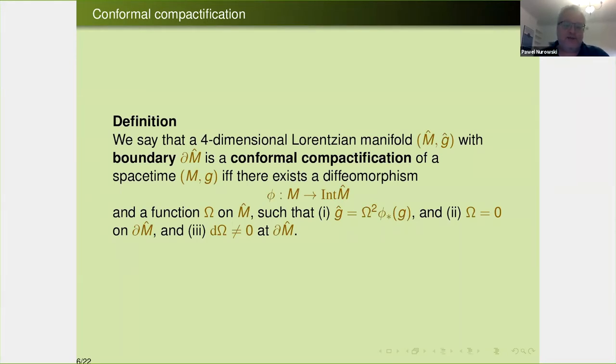So you have two four-dimensional manifolds, which are Lorentzian. You have (M, G) and you have (M hat, G hat). M hat is a manifold with boundary. And then you say that (M hat, G hat) is a conformal compactification of (M, G) if you have a conformal diffeomorphism from M to the interior of M hat, such that this function omega vanishes at the boundary of M hat and its gradient is non-zero on the boundary. Okay, so that's the definition.